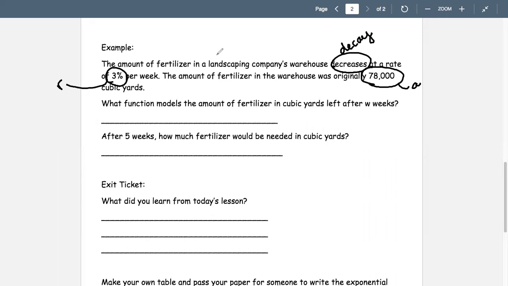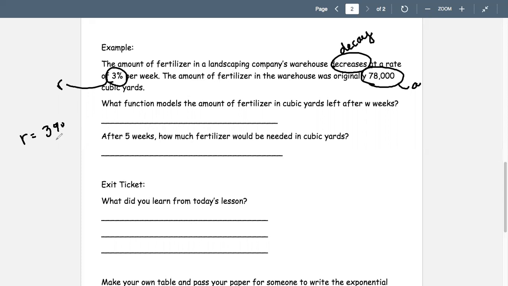So we already know our A value, 78,000, because that's how much we started with. That's our Y-intercept. Decreases at a rate of 3%. Okay, that's our R value, but I don't want R. I want B. So how do I find B?